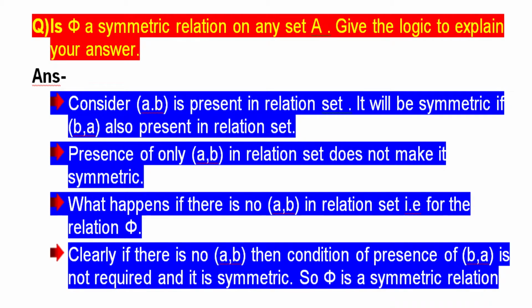The conclusion is, if (a,b) is present, then we will search for the presence of (b,a). If there is no (a,b), then it is not necessary to search for (b,a), simply take it as symmetric. If (a,b) and (b,a) are both present, then it is symmetric. If there is no (a,b), no need to search for (b,a), the relation is symmetric. So phi is a symmetric relation.